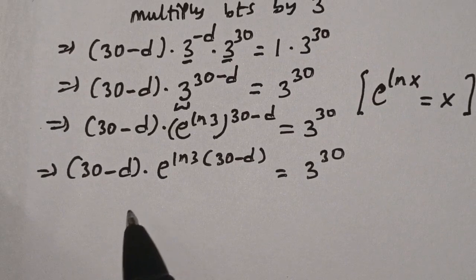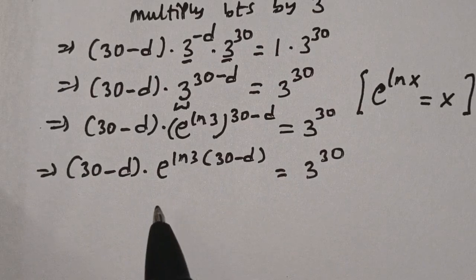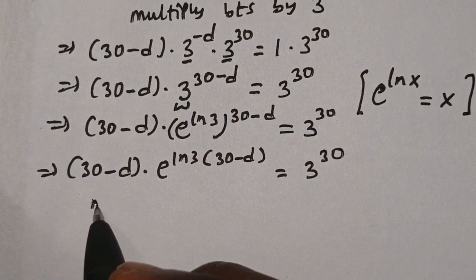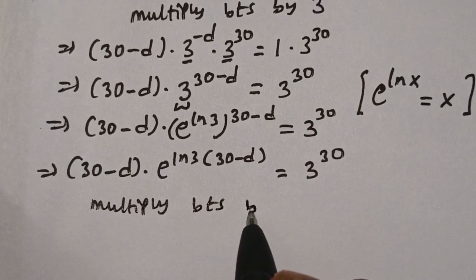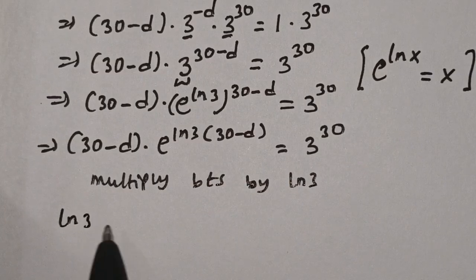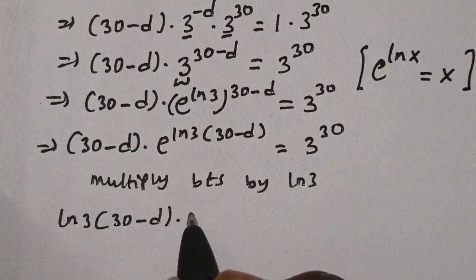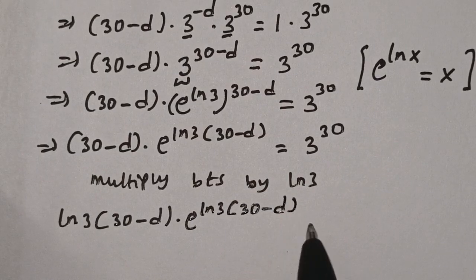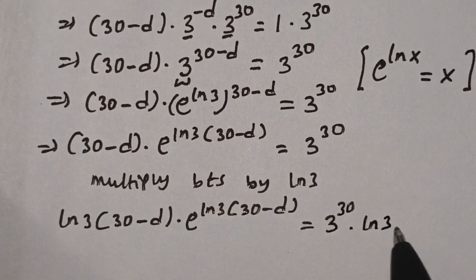Now, let's suppose we want 30 minus d to look exactly like this power. What do you think we should do? Let's multiply both sides by ln 3. So that will be ln 3 into 30 minus d times e to the power of ln 3 into 30 minus d equal to 3 to the power of 30 times ln 3.